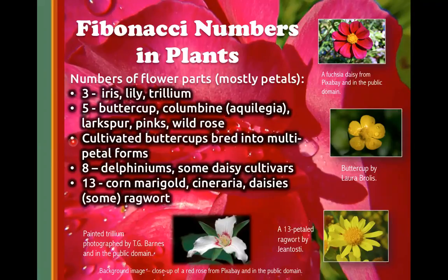Cultivated buttercups are bred into multi-petal forms. 8 for delphiniums and some daisy cultivars; 13 petals for corn marigold, cineraria, daisies, and some ragworts. All right, here we have a fuchsia daisy. Here's a buttercup, a 13-petaled ragwort, and we have the flower parts in 3s here for a painted trillium.